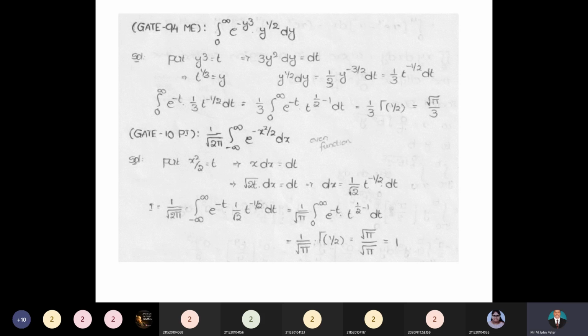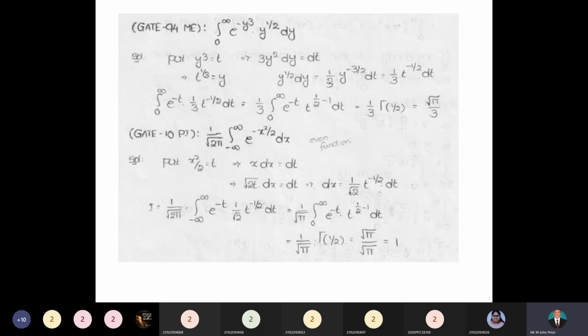Gamma value is nothing but gamma n. Instead of this 1 by 2, if it is n, we can write gamma n is equal to integral 0 to infinity e power minus x, x power n minus 1. Once again, the gamma function, gamma n equals integral 0 to infinity e power minus x into x power n minus 1. That is the gamma function. That is a formula I have to remember. Okay, little difficult, but we have to use it here.